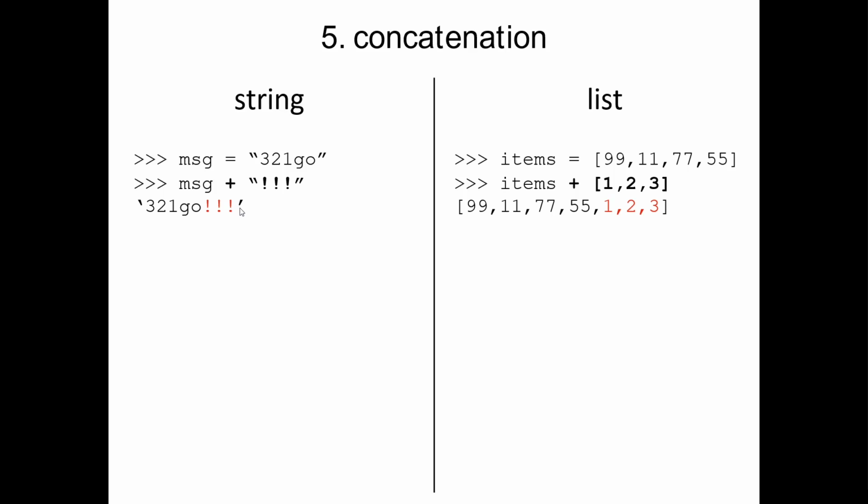Remember, lists, sequences with concatenation are going to work exactly the same way. So if I have 2 lists, 99, 11, 77, 55, and I add 1, 2, 3, it's just going to tack those onto the end, and I get a longer list. For those of you guys used to vector math, if I have 2 vectors of the same length and I add them together, oftentimes we'll see element-wise addition. That is not what Python is doing here. It is not doing vector math.